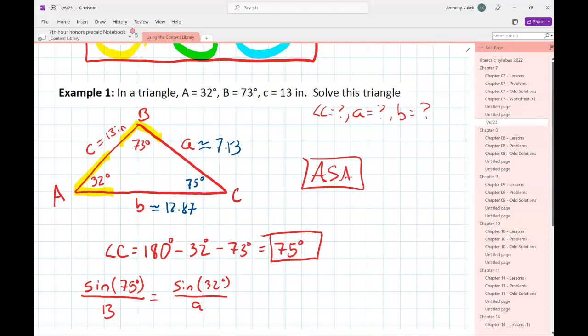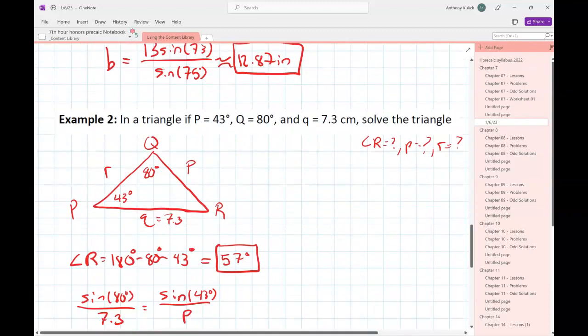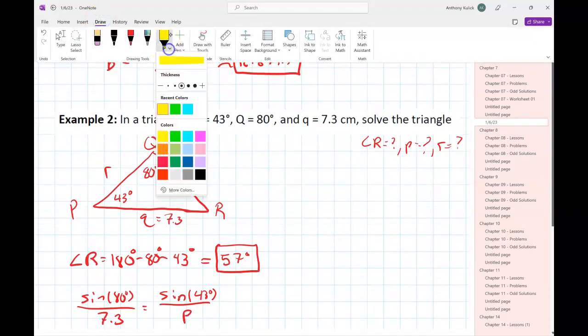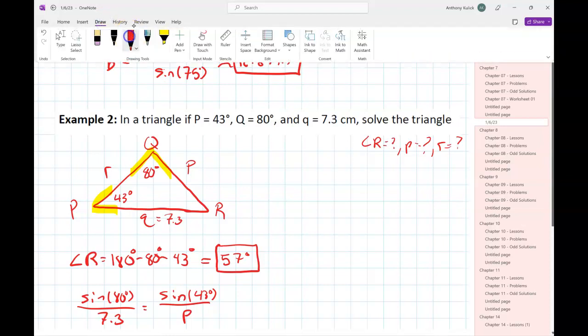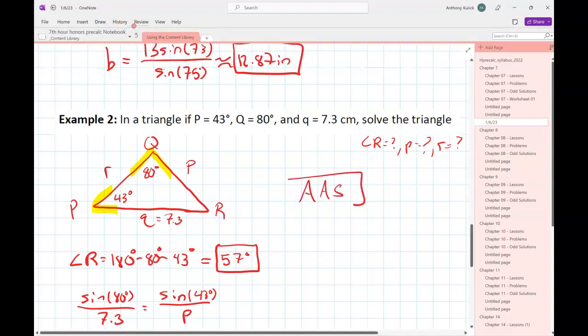Everybody's okay there? Let's go and look at the other one we did now. If we do the same thing here, I notice that side Q is not a part of angle Q. You guys see that? So in this case, this is angle, angle, side. That's the difference between those two, just by looking at them. Everybody's okay with that? Okay.